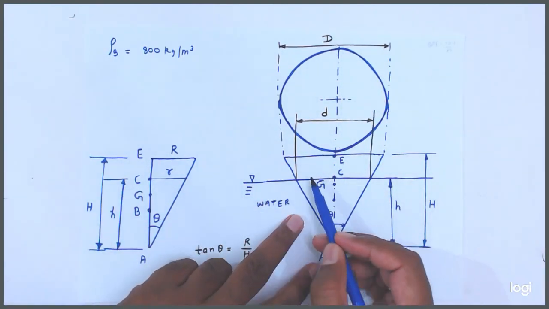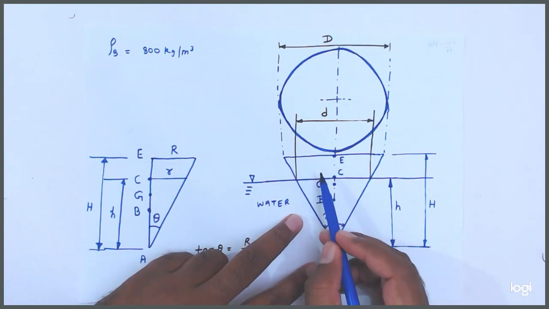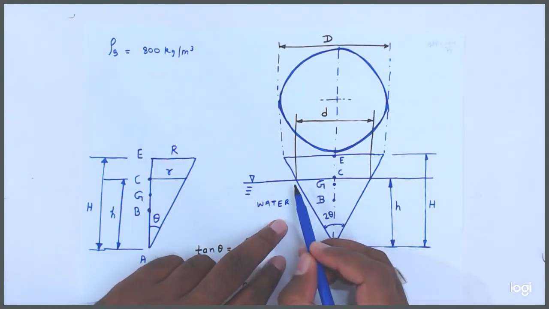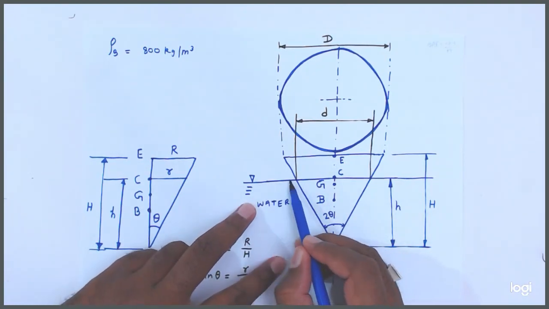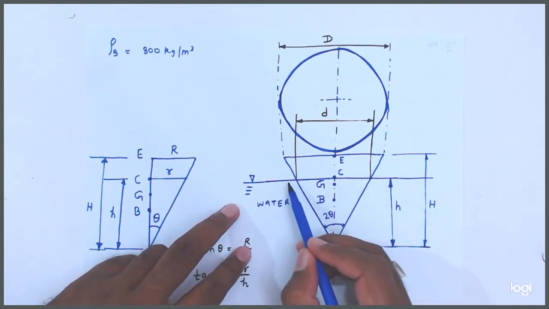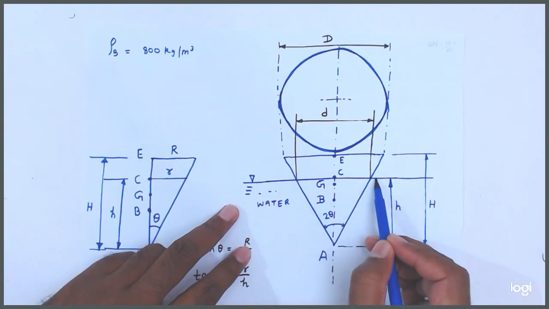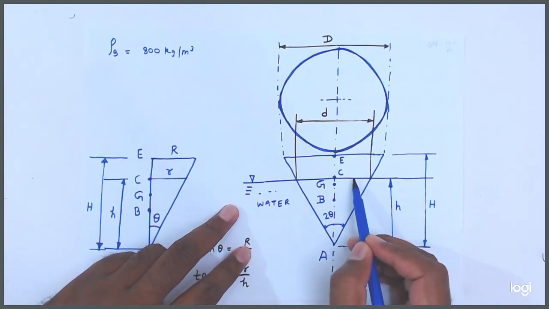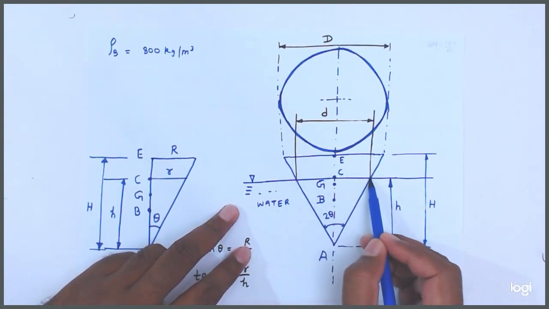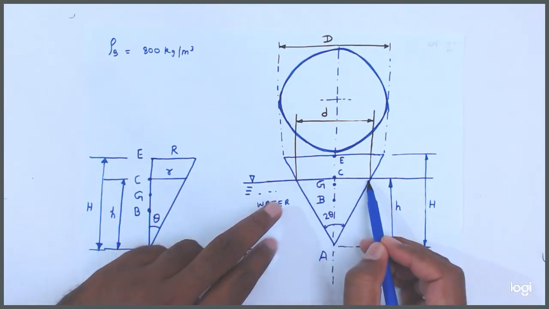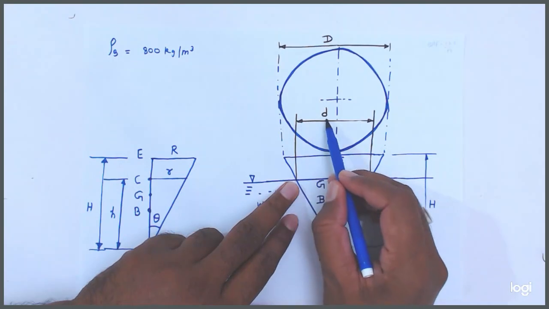Friends, what happened? This solid cone is floating in the water. It means this is the liquid surface, and below this the liquid, or you can say water, is there. So at this liquid surface, this is the dia at the free surface of the liquid. So this dia is equal to small d.